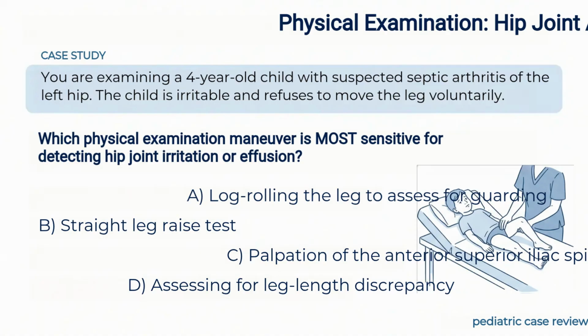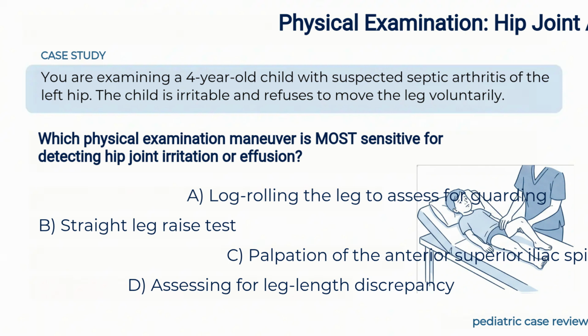Physical examination question: hip joint assessment. You are examining a 4-year-old child with suspected septic arthritis of the left hip. The child is irritable and refuses to move the leg voluntarily. Which physical examination maneuver is most sensitive for detecting hip joint irritation or effusion?